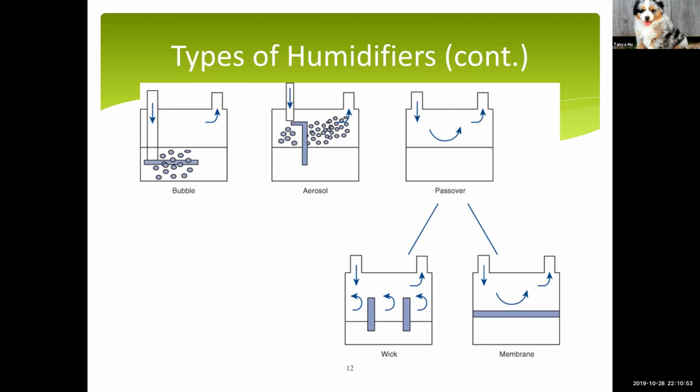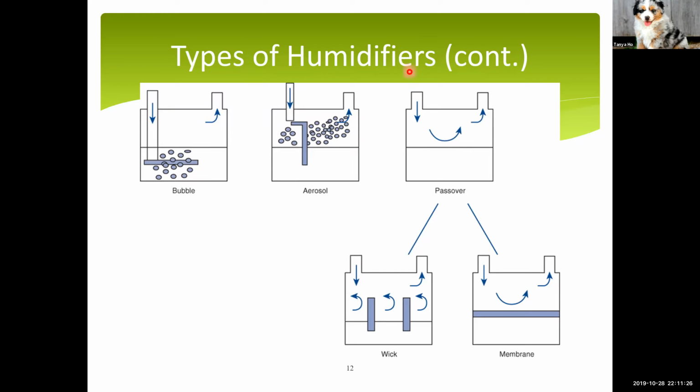Okay, here's just a picture of what it would look like. This is your bubble again, okay? This is an aerosol, which I'll talk about in a sec, and this is your passover, okay? With a simple reservoir right here, your wick type here, and then the membrane type here. But like I said, this is just a big old chamber filled with water. If the chamber's bigger, it has a higher surface area. The more water you put in there, the more thermal mass there is. And the wider the chamber, the more time of contact, okay?